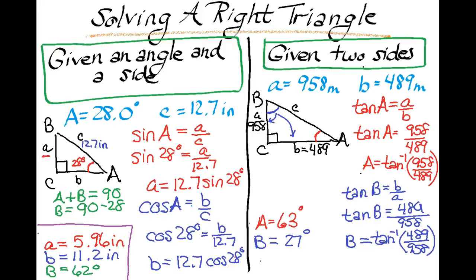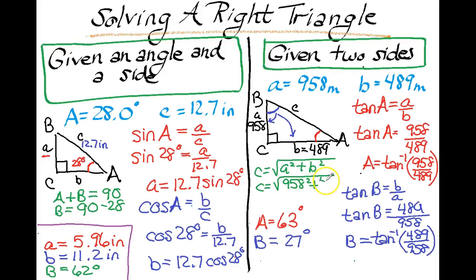So now how do we solve for side C? Well, side c is going to be a little bit different. For side c, we need to use Pythagorean's theorem. We know that a squared plus b squared equals c squared. So c is going to be the square root of a squared plus b squared.